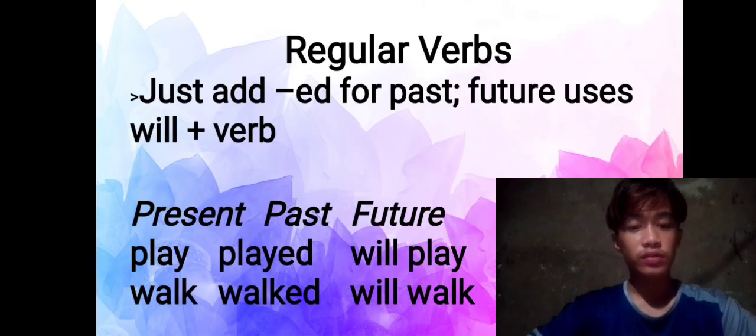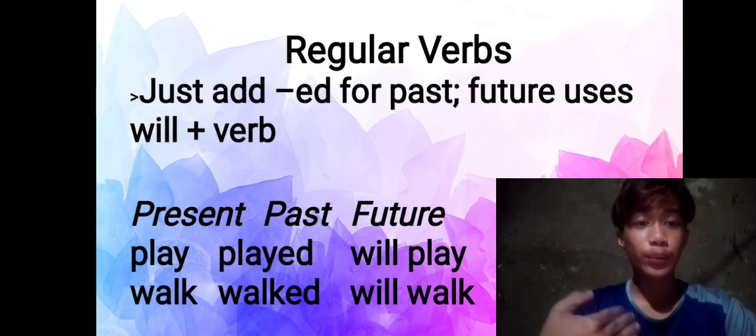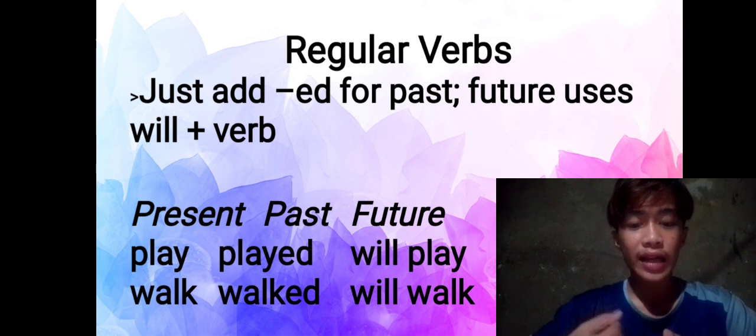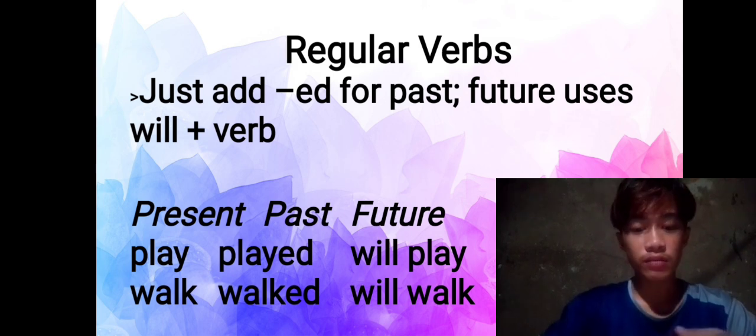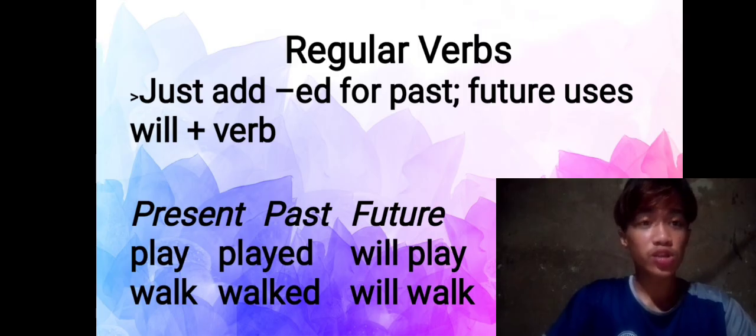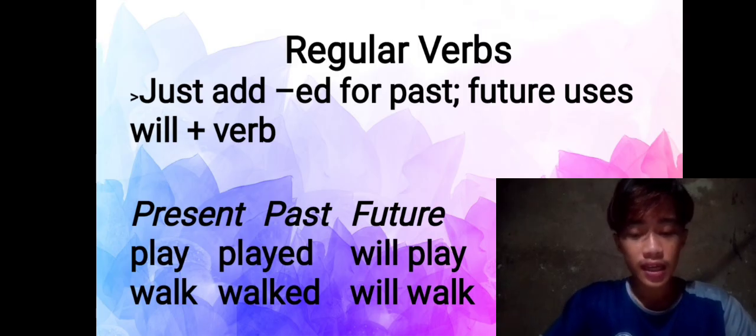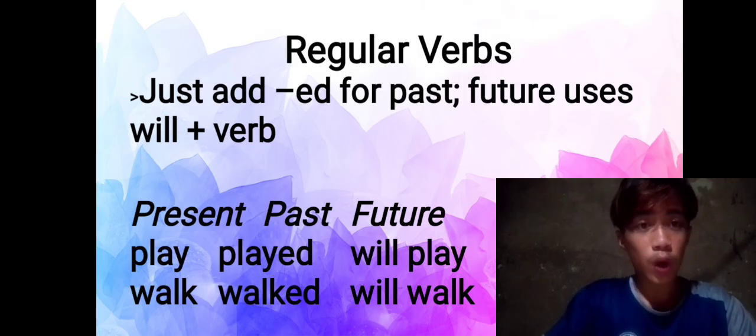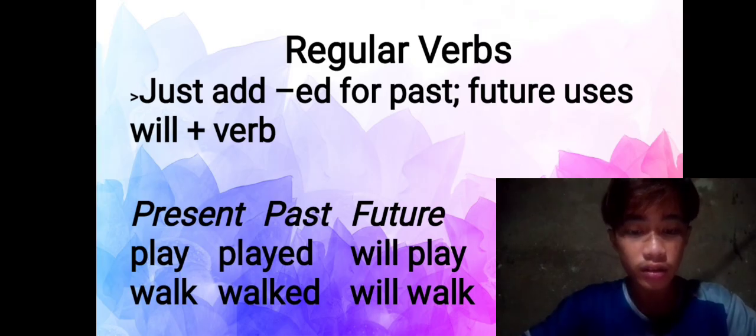So regular verbs, we just add ed for past, and for future we add will plus verb. If the verb ends in a vowel, then you would only need to add a d to the end to change the verb's tense. And if the verb ends in a consonant, you would usually add ed. So we have the examples here.